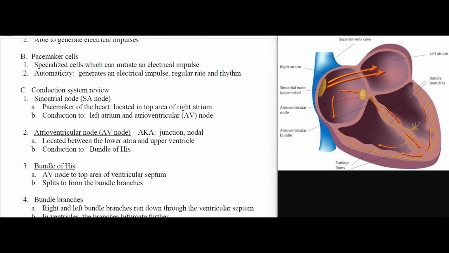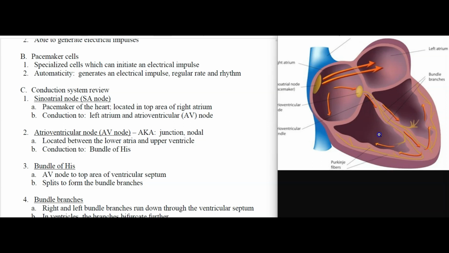The pacemaker cells are specialized cells which can initiate an electrical impulse. A good characteristic of pacemaker cells is their automaticity. Automaticity is basically their ability to generate electrical impulses at a regular rate and rhythm.